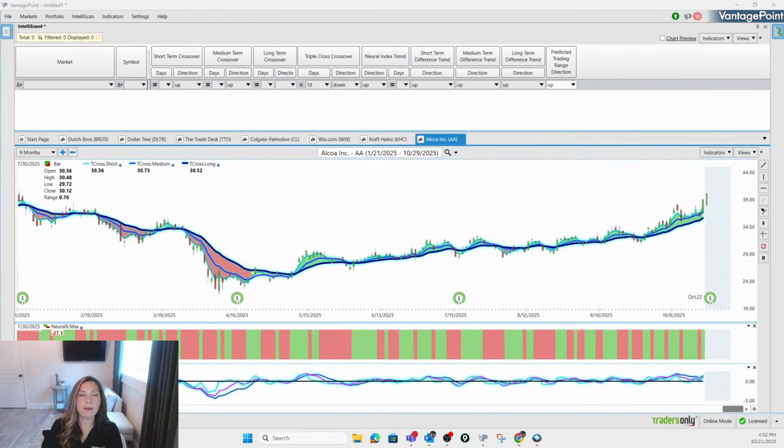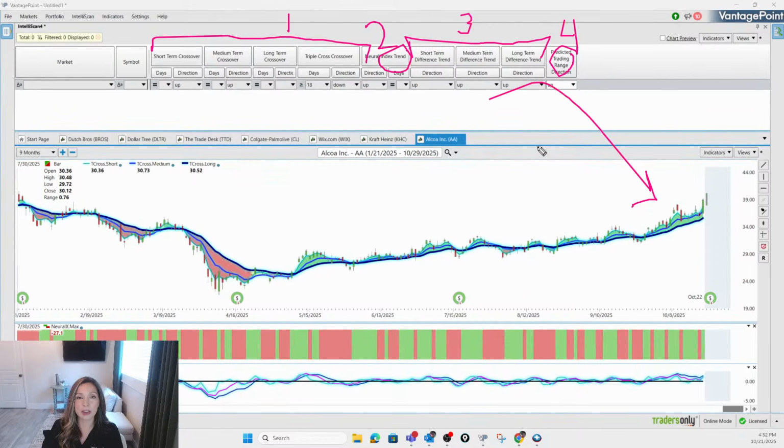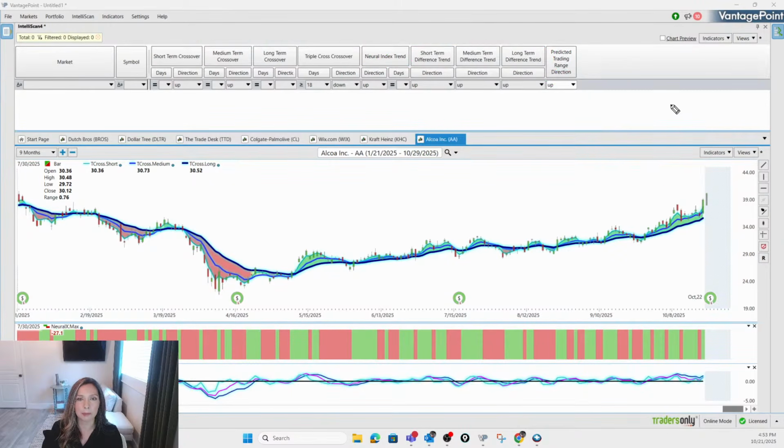So if you remember from the beginning of our training session, we now have looked at our crossovers, which is your first point of confirmation; your neural index, which is your second point of confirmation; the predictive differences was number 3; and then our predictive trading candle was number 4. So everything that we looked at on the chart is now right up here in IntelliScan, and we can identify and pinpoint those types of opportunities you're looking for. I told you, we do it fast and we keep it simple because the software, again, is really going to do the work for you.